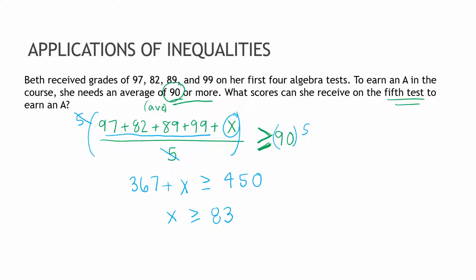So again, the question is, what score can she receive on her 5th test to earn an A, which means Beth can score an 83% or greater. So that's what she needs, is an 83% or greater on her 5th test to earn an A. So 83% because it's the or equal to, or greater because it's the greater than sign.